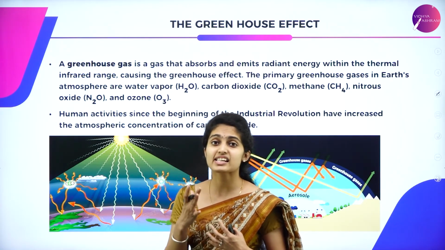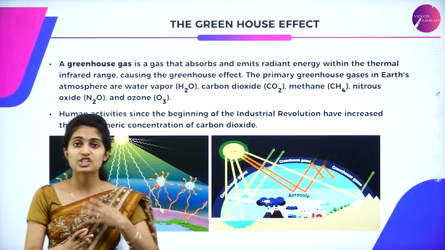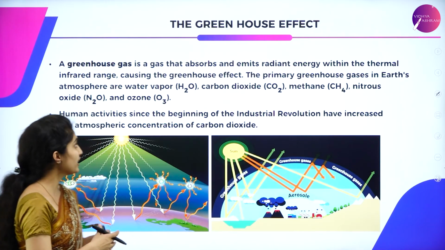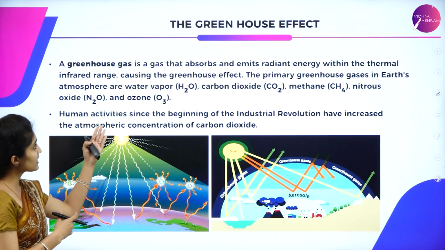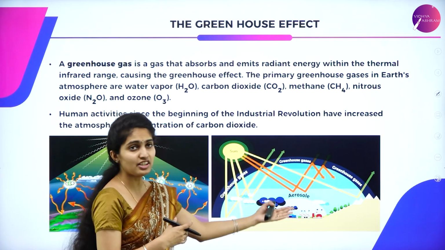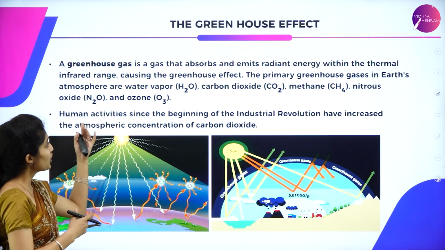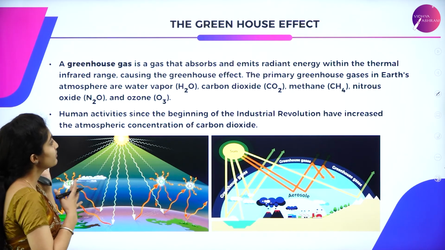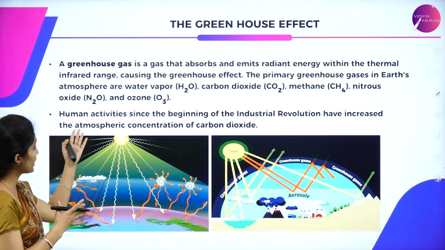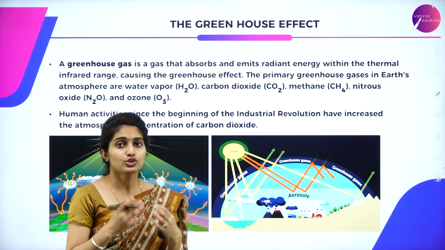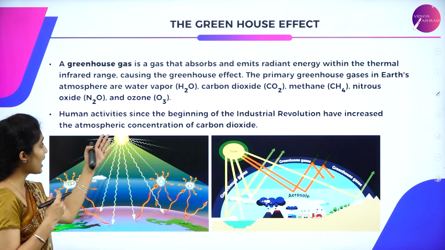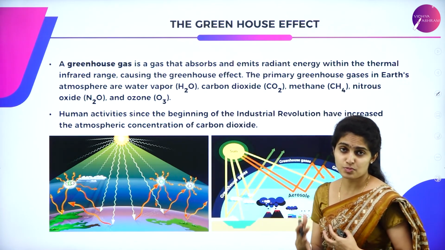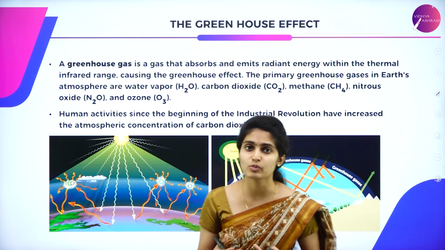If there is a rise in greenhouse gases, then the temperature increase will be more and more, which will affect the biotic system present here on Earth. A greenhouse gas is a gas that absorbs and emits radiant energy within the thermal infrared range, which causes the greenhouse effect. So which gases cause the greenhouse effect? It can be H2O, carbon dioxide, methane, nitrous oxide, as well as ozone. Human activity since the beginning of the Industrial Revolution has made global warming much worse; the greenhouse effect is more and more day by day.